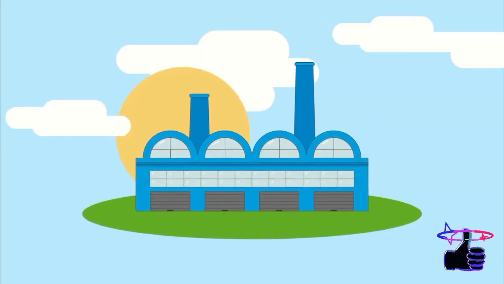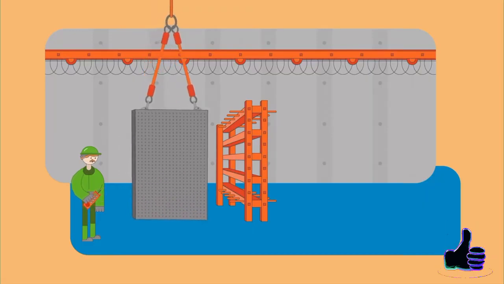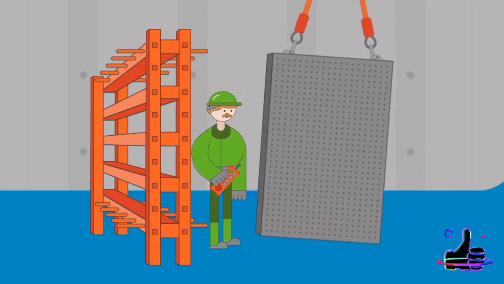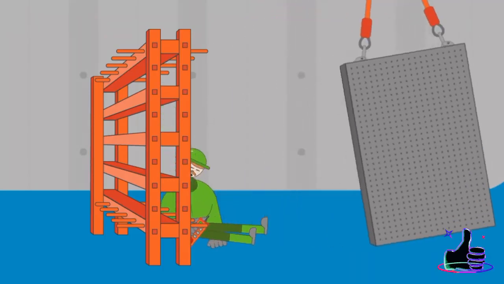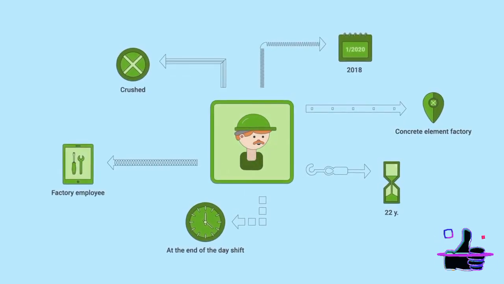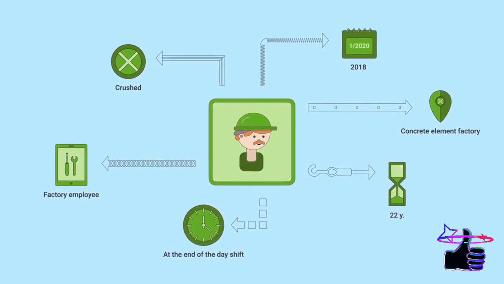The events happened as follows. The employee was moving a prefabricated concrete element with a bridge crane when the load began to sway. The employee tried to correct this motion, but a mistimed movement caused the load to sway even more. It hit the scaffolding, and the employee died of injuries sustained from the impact.